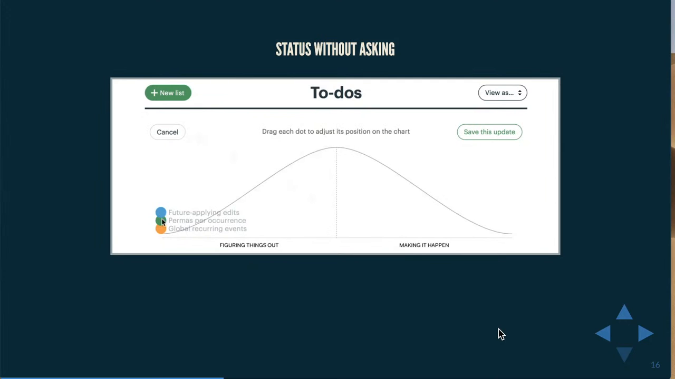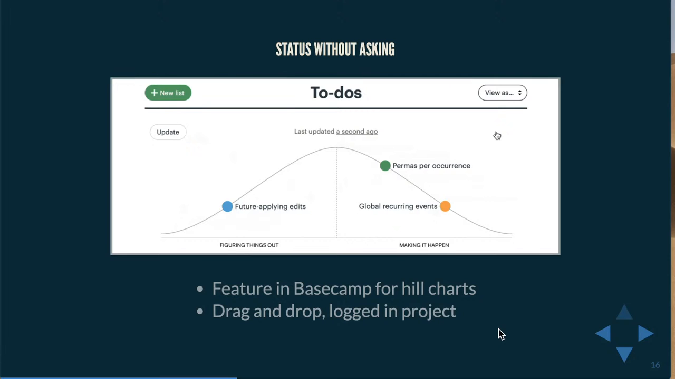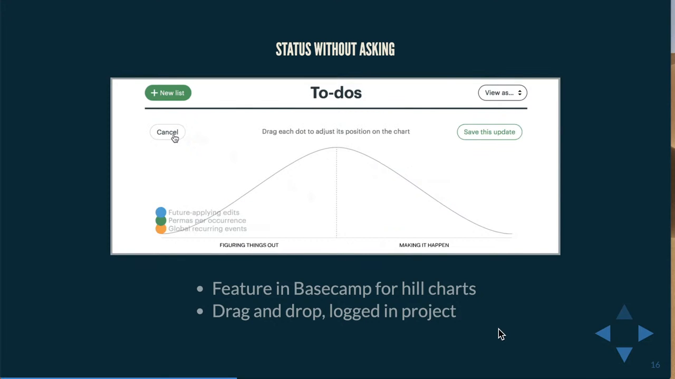And so here's an animated thing of the Basecamp tool. Basecamp has a tool for hill charts. You can see dragging the dots, and then saving the updates. So, figure out your scopes, drag them in place, save the updates. It's drag and drop, it's logged in the project. So you'll save this, I guess, as often as they want to show these things.